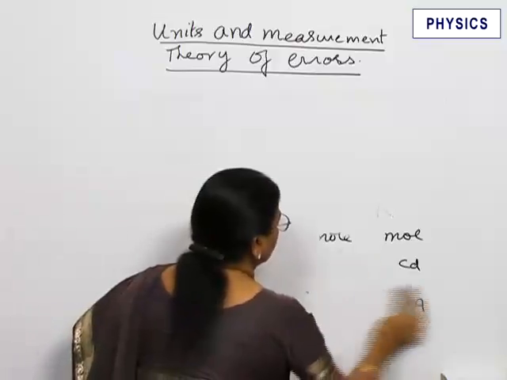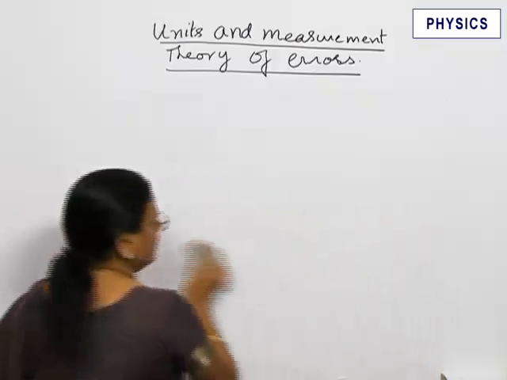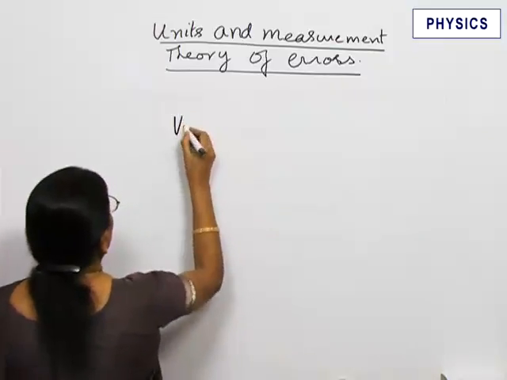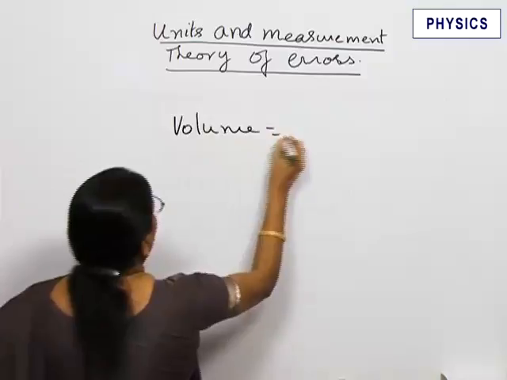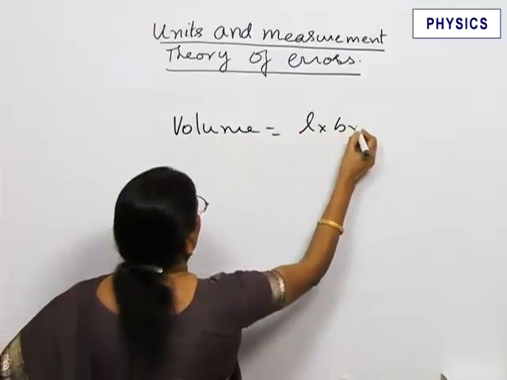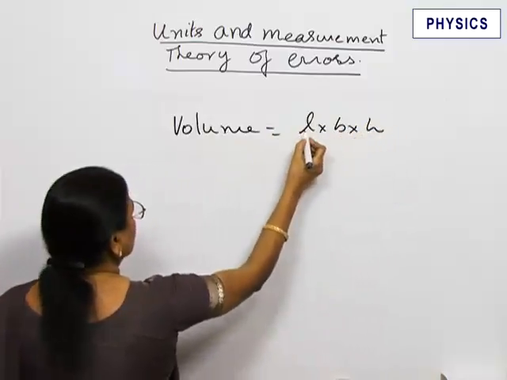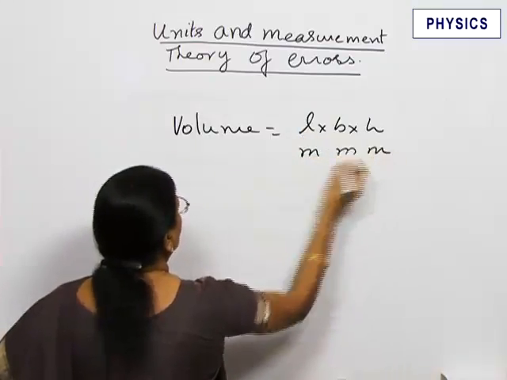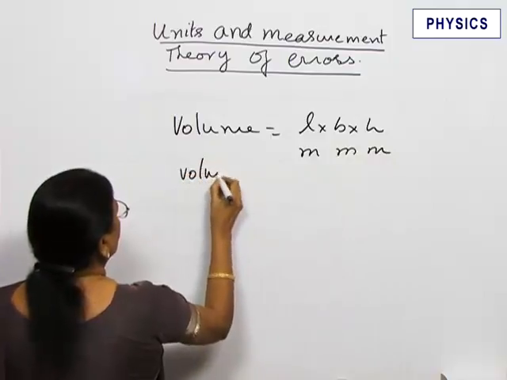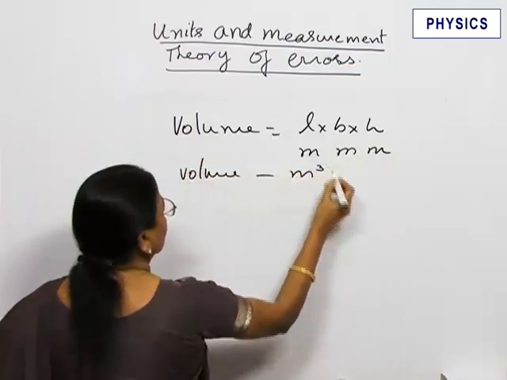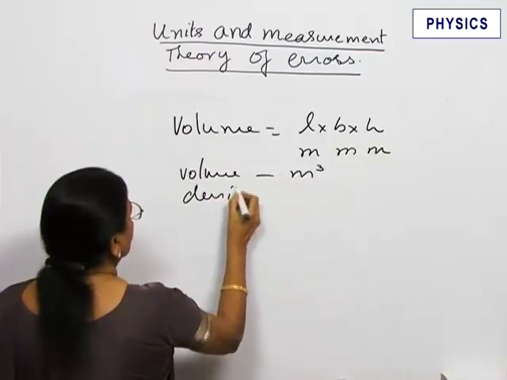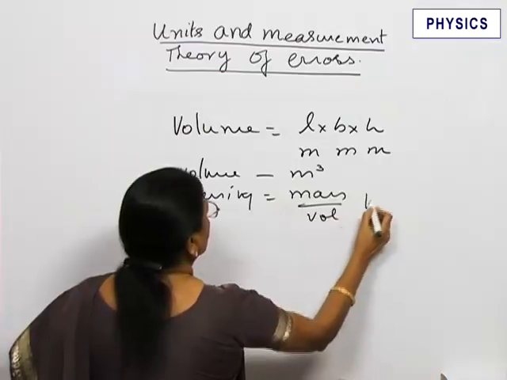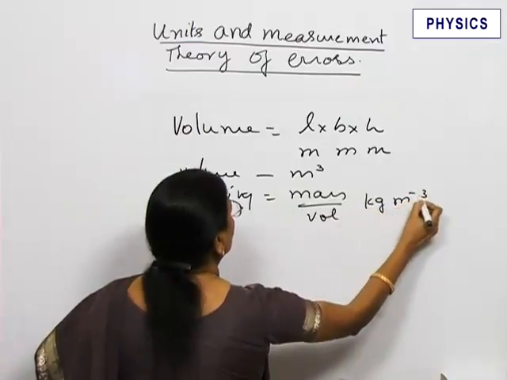For example, if you take volume of a body or say volume of this room, volume is equal to length into breadth into height or thickness. What is the unit we are using for this? Meter, meter, meter, so the unit of volume is meter cube. Similarly, if you take density, which is mass per unit volume, its unit is kilogram per meter cube.